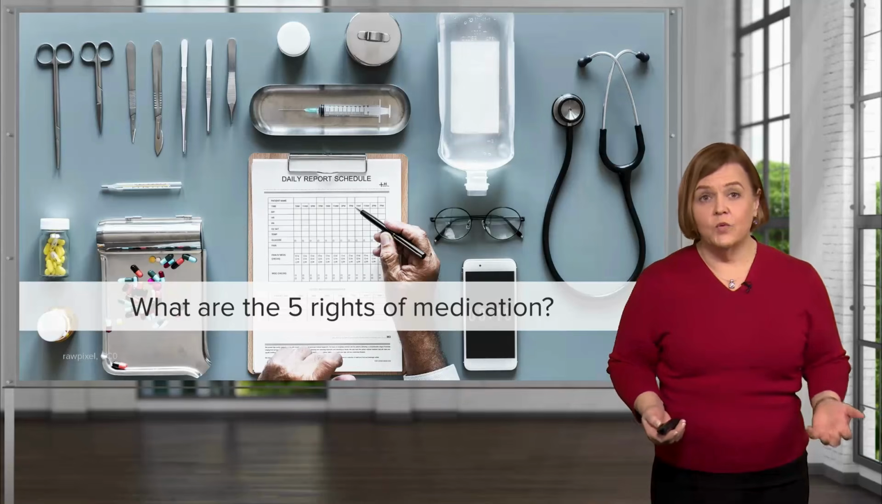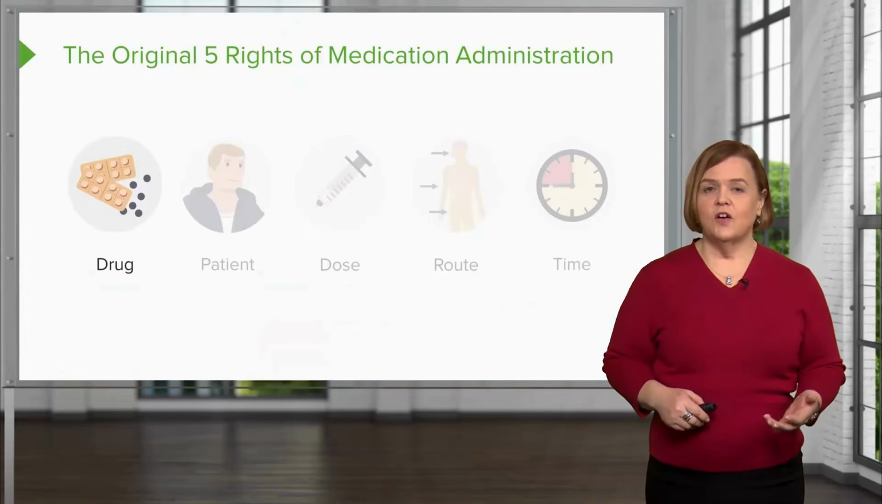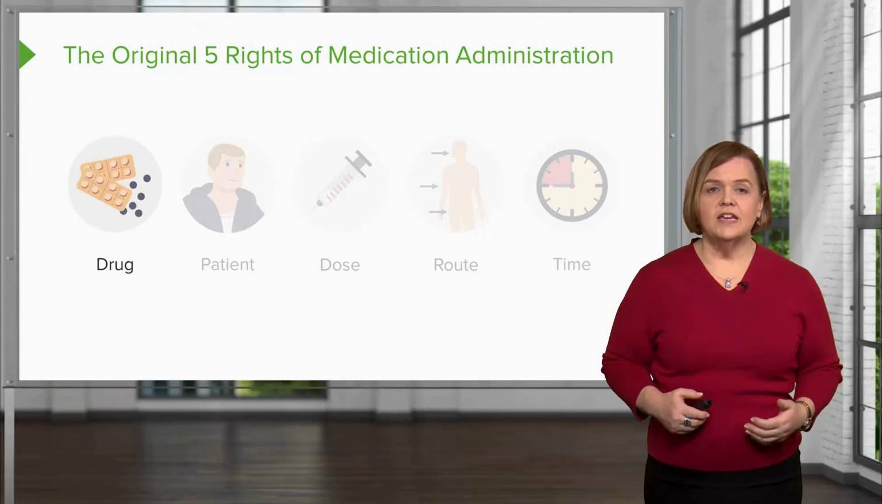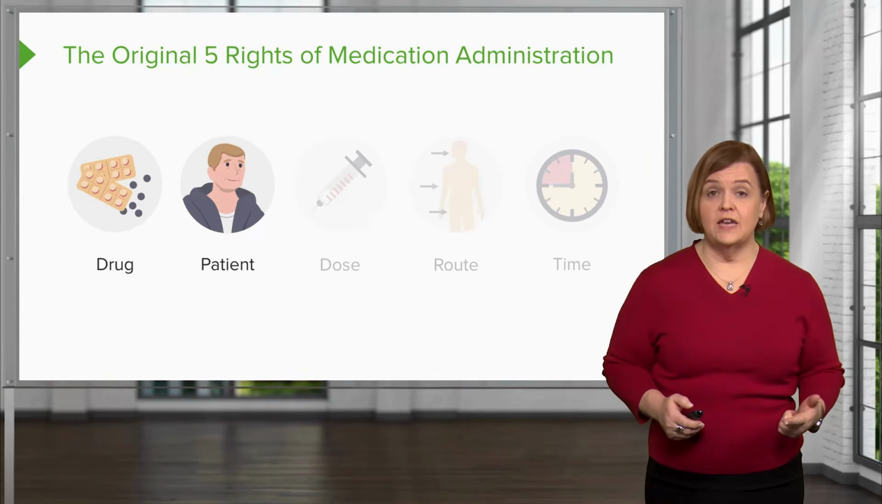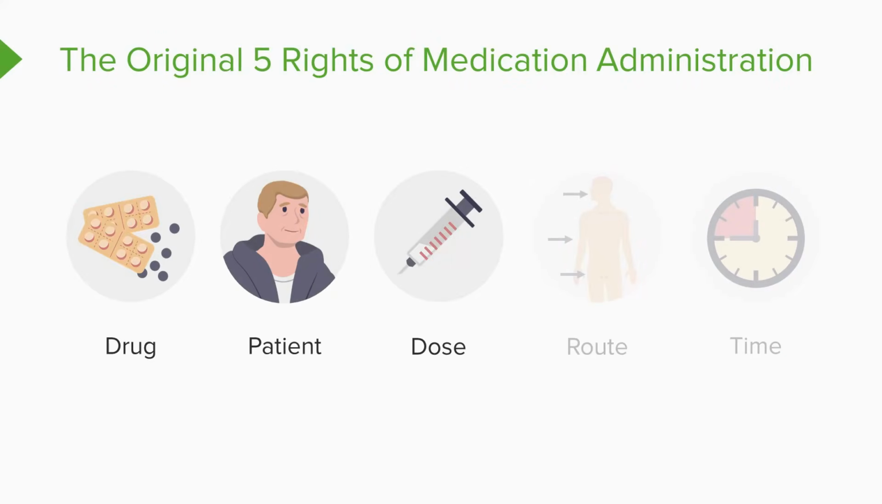So let's take a look at what these are. First of all, you want to make sure before you give the medication that you have the right drug. Next, it's for the right patient. You have the right dose. You're giving it by the right route, and you're giving it at the right time. Now, all of this information will be included in the physician's order or the healthcare provider's order.